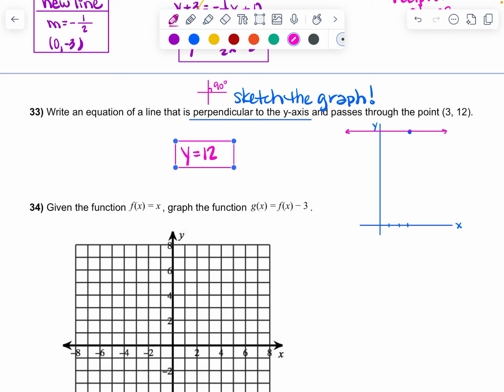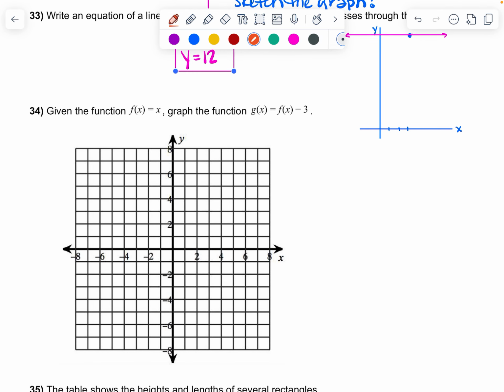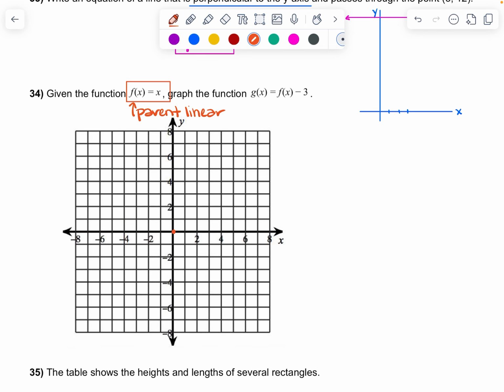All right, our next one says, given the function f of x equals x. All right, that is the parent linear function. Just a little reminder. Again, that's all on the last page if you need a refresher. Parent linear function. So it has a y-intercept of 0 and a slope of 1. So up 1 over 1, up 1 over 1. Right, so it's that nice perfect diagonal through the graph. This is your parent linear function. Right, so this is f of x equals x, or y equals x.